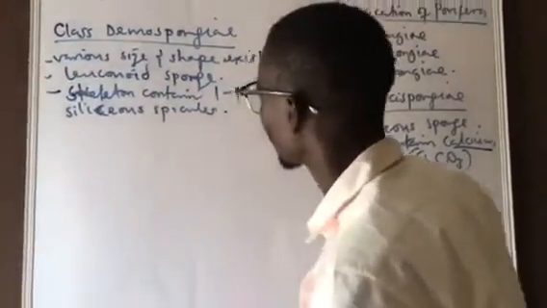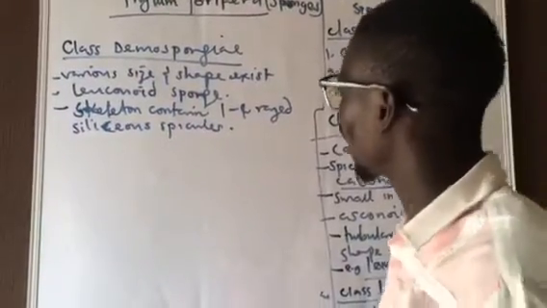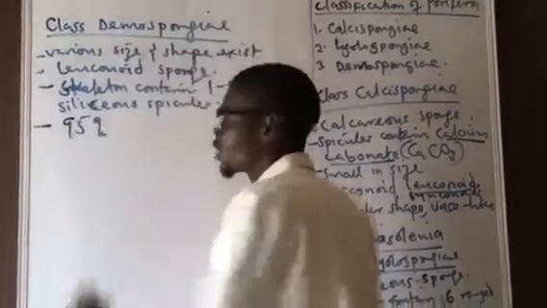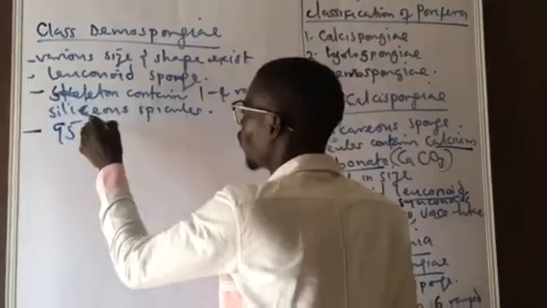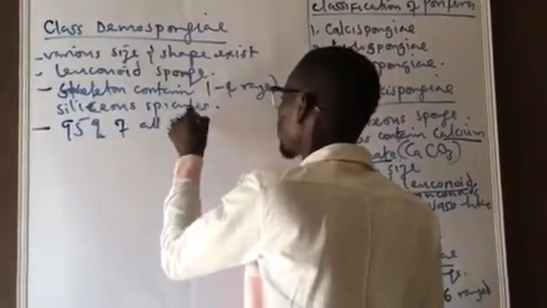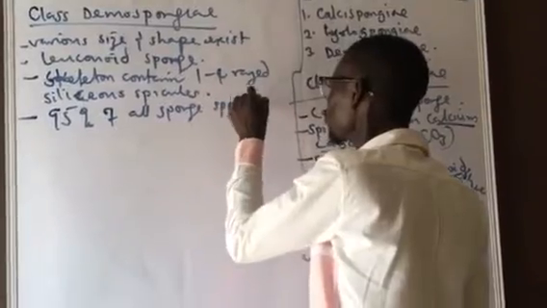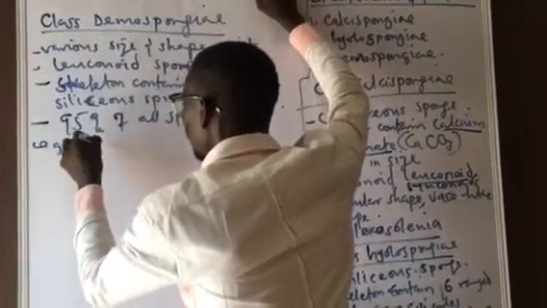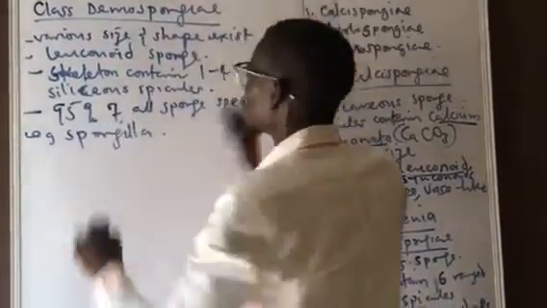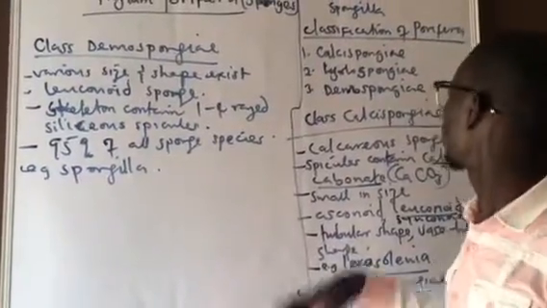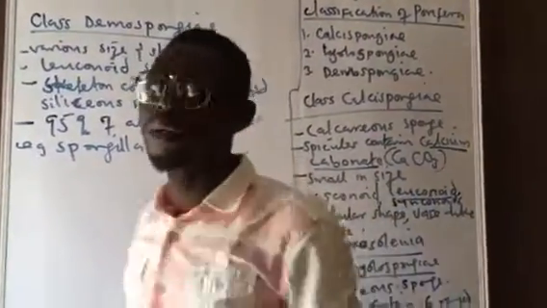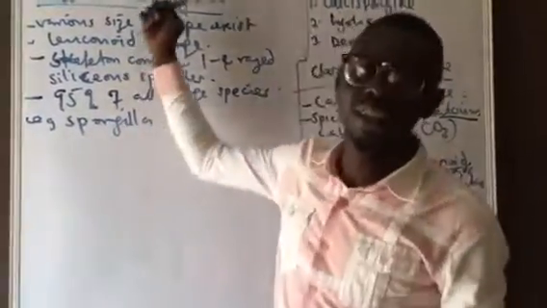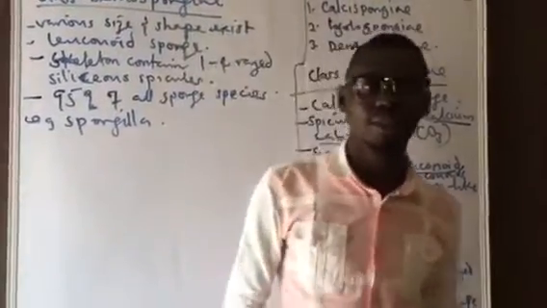So those are the characteristics of Demospongi, and this is the most abundant. It consists of about 95% of all sponge species. An example of Demospongi is Spongilla. So those are the classifications of the Porifera, the Calcispongi, the Hyalospongi, as well as the Demospongi, and their characteristics, including the examples.